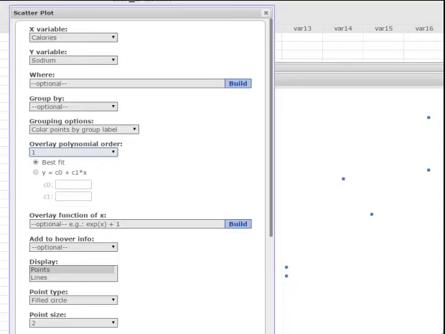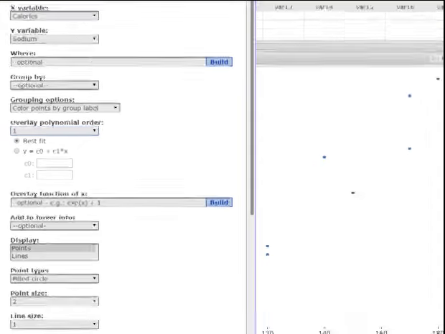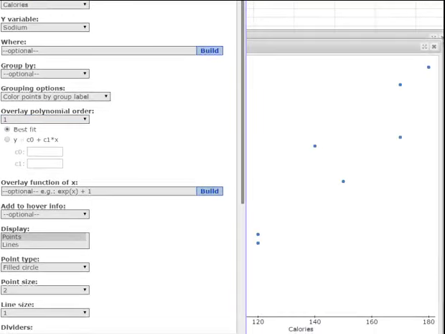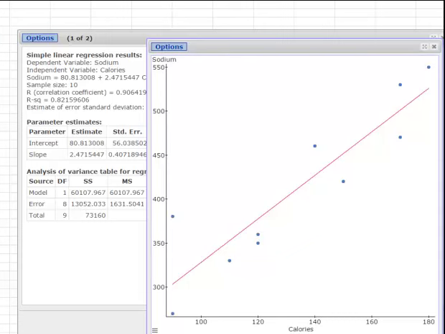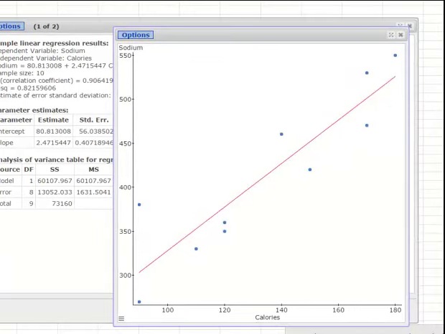I need to click on Compute. And you'll see that the new graph now has the best fit regression line overlaid on the scatter plot. And if we hover our mouse over the line, you'll see that it pops up in a yellow box with the corresponding equation.